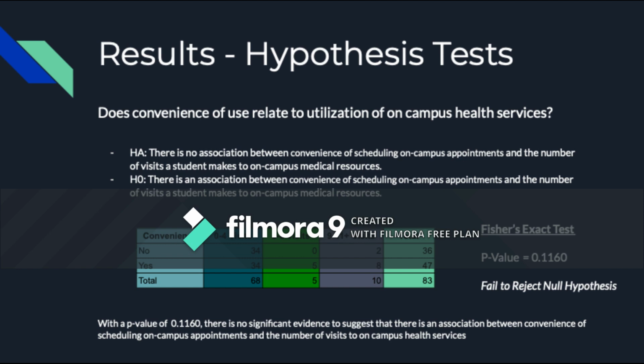Our null hypothesis is that there is no association between convenience and the number of visits to on-campus health services, while our alternative hypothesis states that there is an association between the two. For this, we also used a Fisher's exact test, which resulted in a p-value of 0.1160. With this, we fail to reject the null hypothesis. Thus, there is not significant evidence to suggest that there is an association between convenience and the number of visits to on-campus health centers.